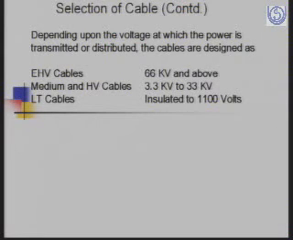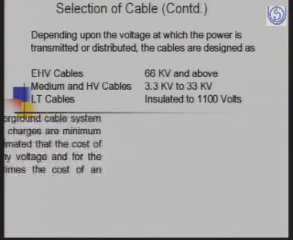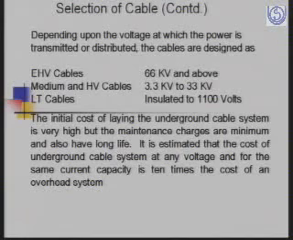The cables are designated as EHV cables for 66 kV and above, medium and HV cables for 3.3 to 33 kV, and LT cables for insulated 1100 volt cables. The initial cost of laying the underground cable system is very high, but as seen earlier, the maintenance charges are minimum and they have a long life. It is estimated that the cost of an underground cable system at any voltage and for the same current carrying capacity is about 10 times the cost of an overhead system. For the entire system, not for the cable alone.